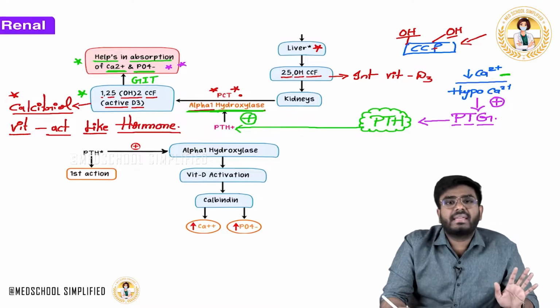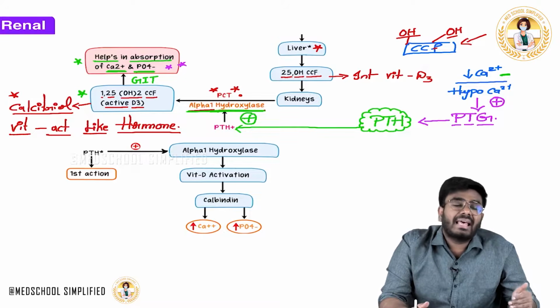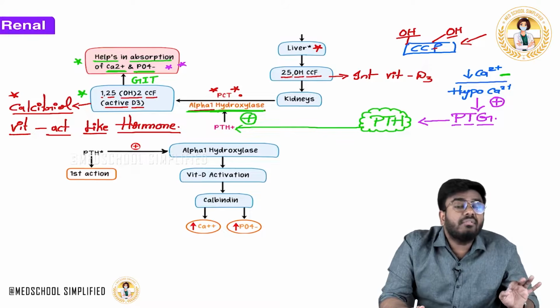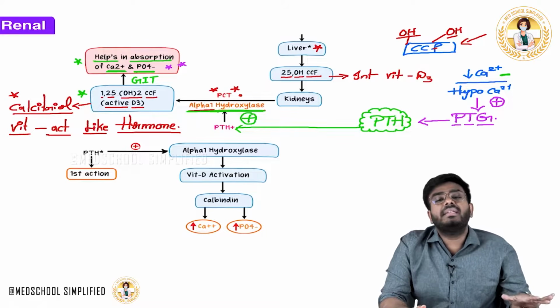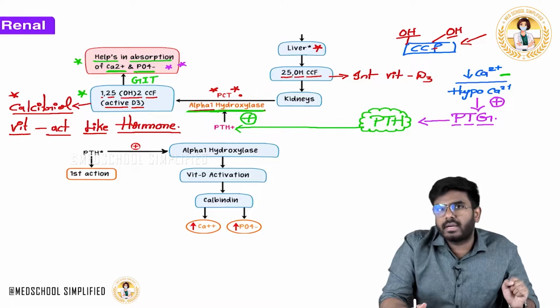Because usually for calcium homeostasis, it's parathyroid hormone and calcitonin that maintain the calcium homeostasis. Now this one vitamin which is maintaining the calcium homeostasis is again vitamin D. So it's acting like a hormone, like parathyroid hormone.